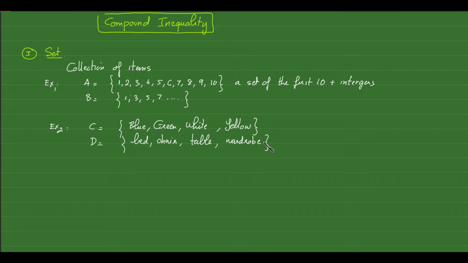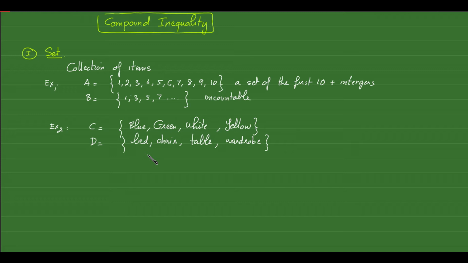So you see, you can create a different type of set if you want. The set could be countable or uncountable. In this case, set B is uncountable, and the other sets are countable. The first set has 10 items, and set C and set D have only 4 items. So that's a quick review on what a set is.